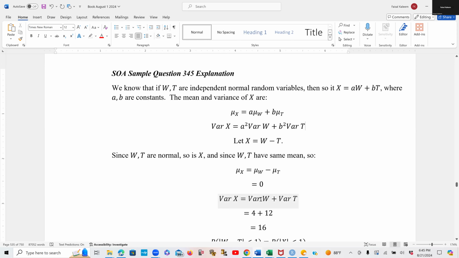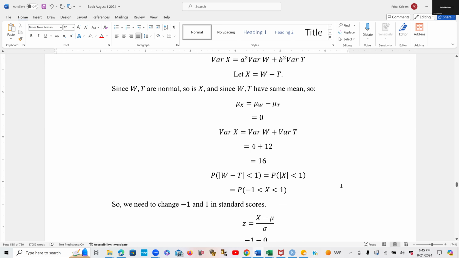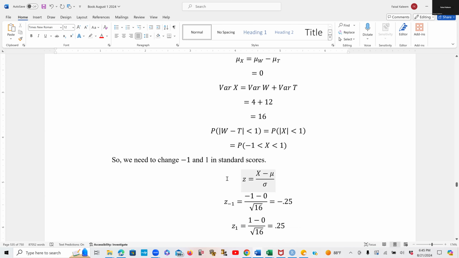And we're given that variance of W is 4, variance of T is 12. So 4 plus 12, 16 would be the variance of X. And the question was to find probability absolute of W minus T is less than 1. So we're calling W minus T as X. So we want probability absolute X is less than 1, which is the same as X between -1 and 1. So we need to change -1 and 1 into z-score.